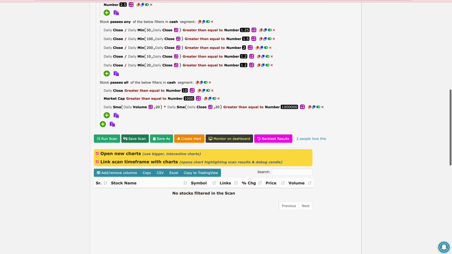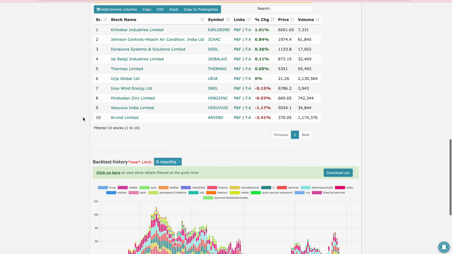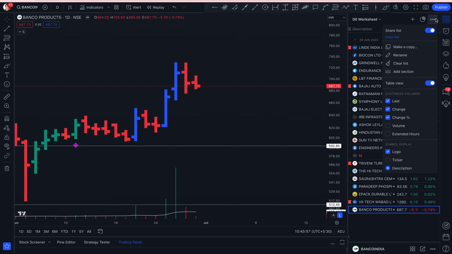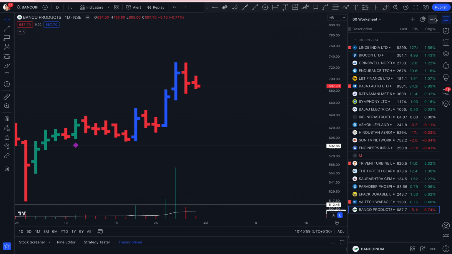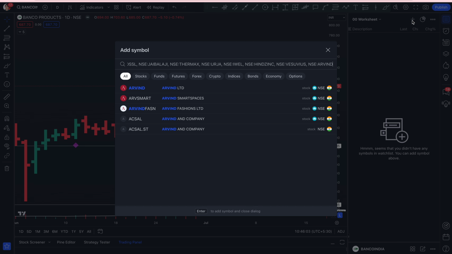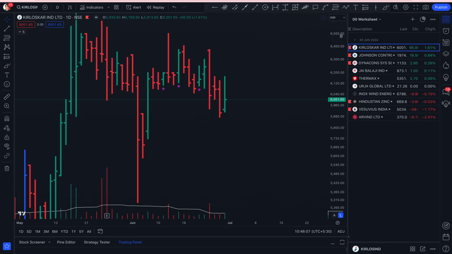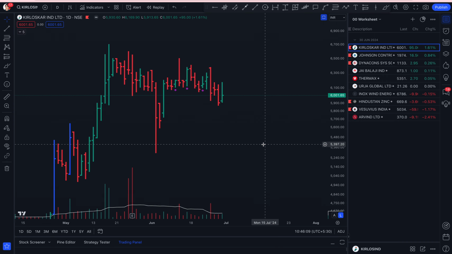2.5 ATR, you see now that there are 10 stocks which are tight, okay? So if you copy this, you see this will also give a lot of names which sort of look like VCP, okay?